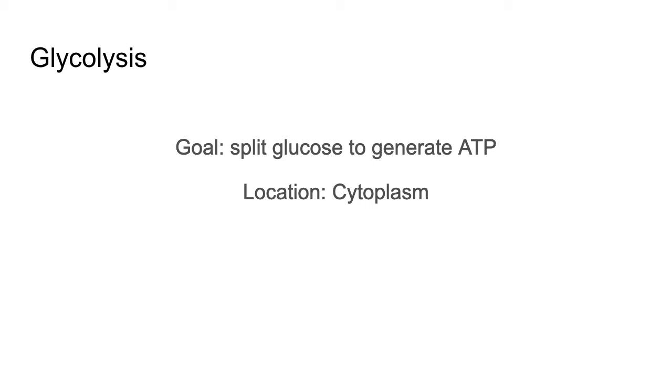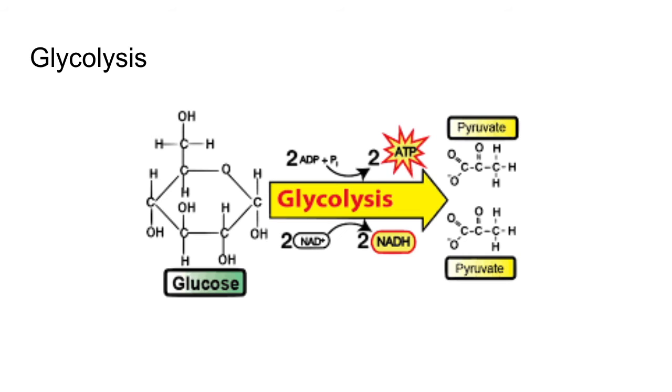The goal of the first step, glycolysis, is to split glucose to generate ATP. The location is the cytoplasm for all organisms. This is a simplified model of glycolysis, showing how glucose, a 6-carbon molecule, is split into two pyruvates, which are 3-carbon molecules. This occurs through a series of steps that are catalyzed by different enzymes. These steps generate a net of 2 ATP, which is energy for the cell, and 2 NADH, which are electron carriers.